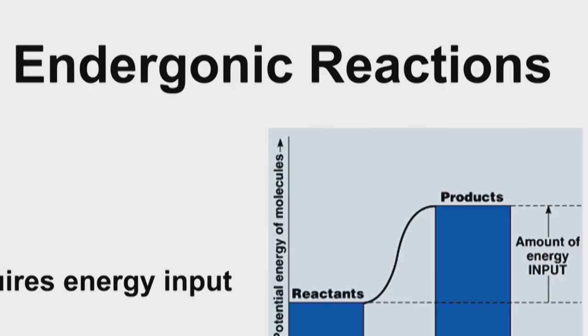Here's our graph of what happens in an endergonic reaction. We're going to start out with our reactants, the things that we're beginning with, the molecules that we're beginning with. And then we're going to have to input energy into our system. You can see that this is going to require an input of energy. And then we're going to create our products, and our products are what we end a chemical reaction with. So with endergonic, you can see we're required to put this energy in.